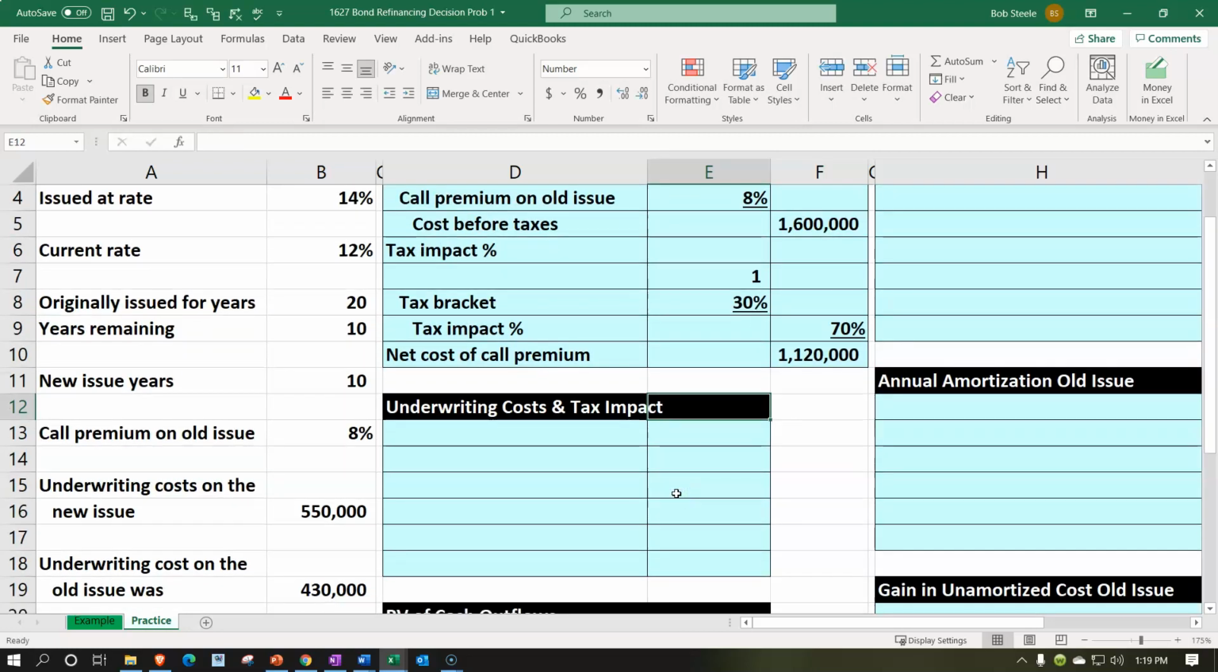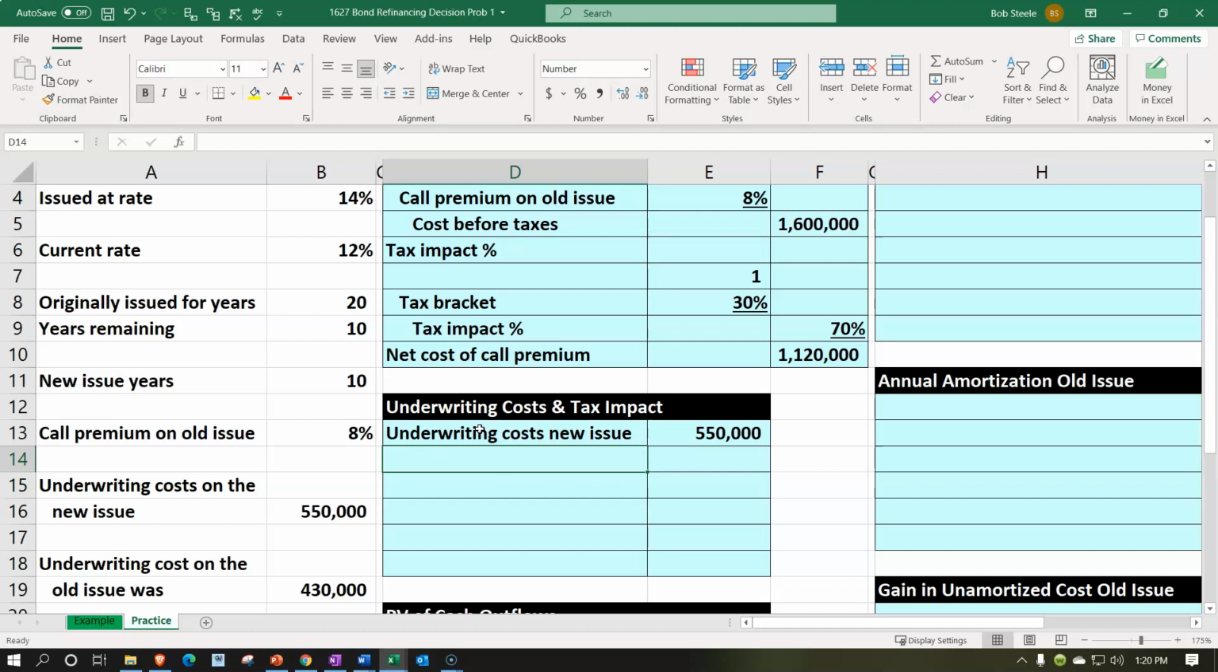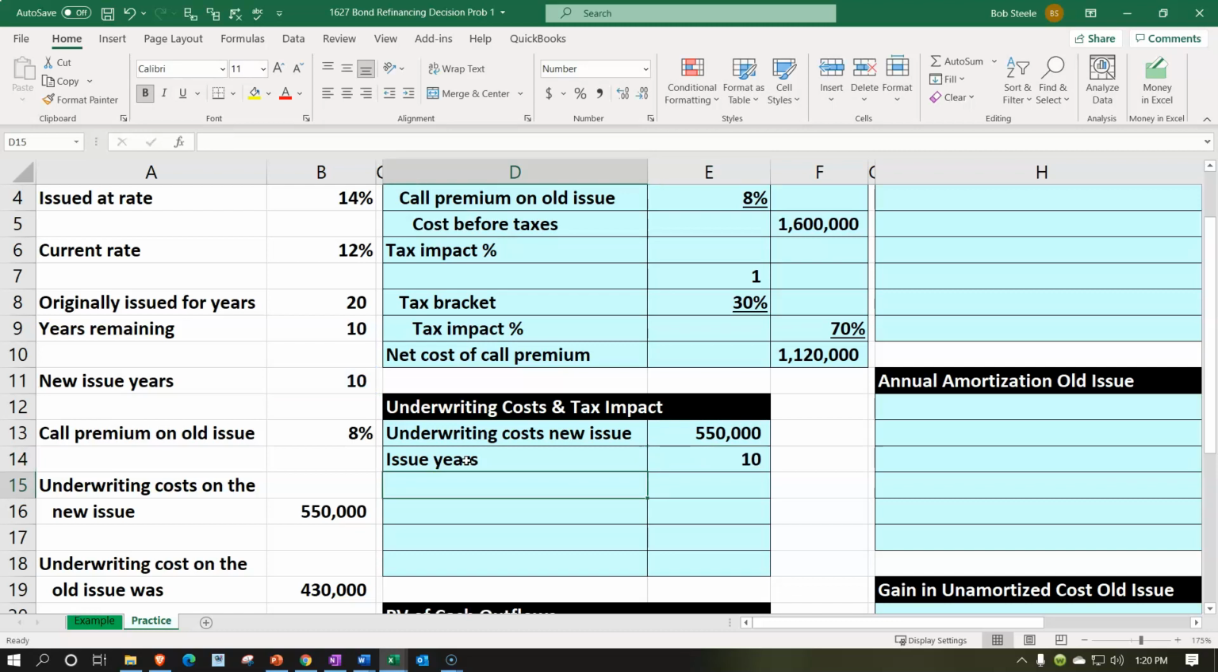Now let's take a look at the underwriting costs and the tax impact. So we're going to take the underwriting costs. Up here, underwriting costs is going to be equal to, this is the cost for us to basically issue the bonds. So the underwriting costs on the new issuance of the bonds. Then the issue years, we're going to say, are the 10. So we're going to issue these for the new 10 years, because they're going to match the remaining life of the old bonds that we have out there. We're going to underline that, font group and underline.